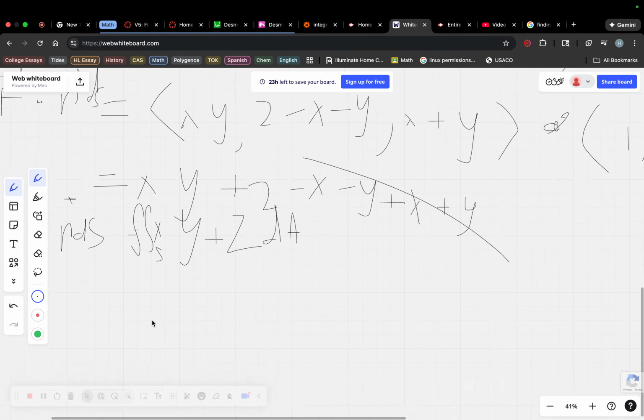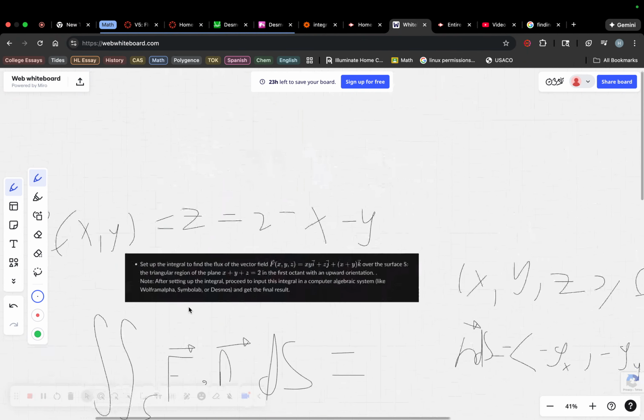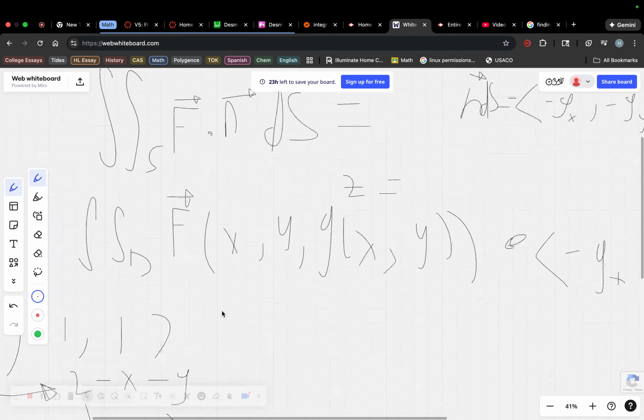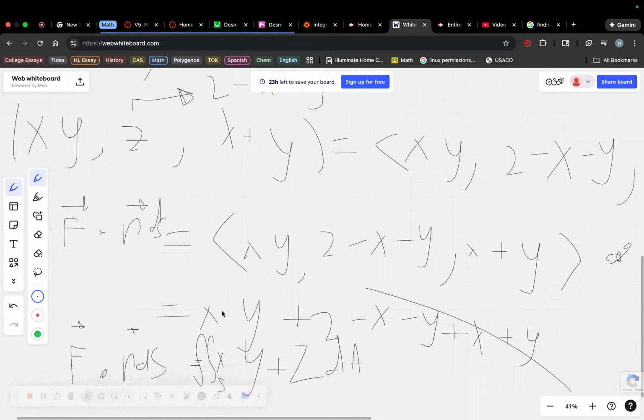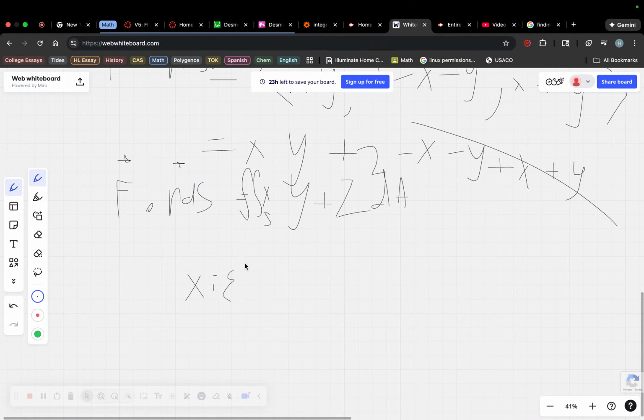So now to find the actual bounds. x is greater than 0 and less than 2. So x will go from, because it's bounded by this plane, we'll use x for this, we'll go from 0 to 2, because it's in the first octant, so it's greater than 0. So we're going to go 0.